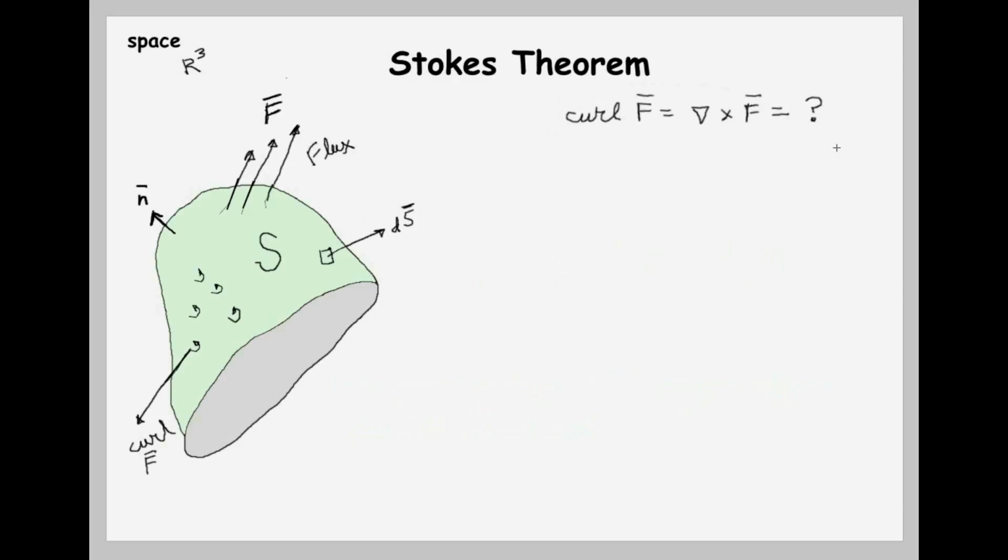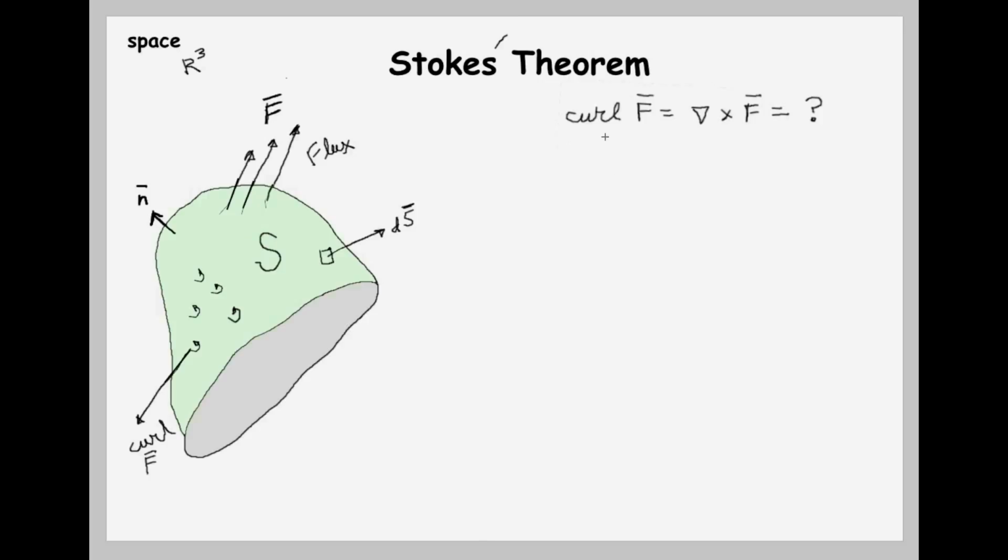We now move to Stokes Theorem, which is necessarily defined in space, R3. This is Stokes Theorem. And here we have a surface shown in green, and this surface is bounded by this curve here. We also have our vector field F, and we're going to be measuring this time flux through the surface, flux or flow. So we begin by taking some kind of derivative.